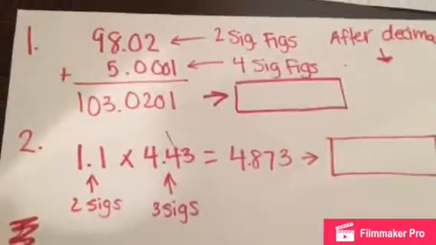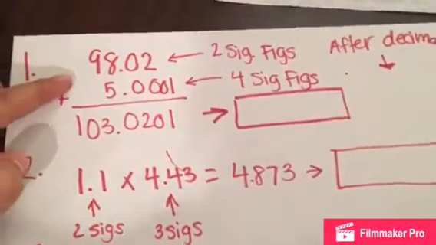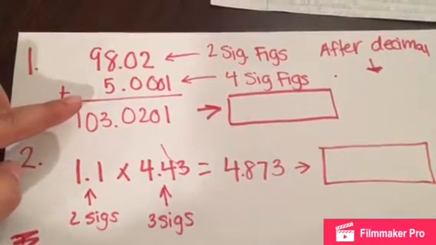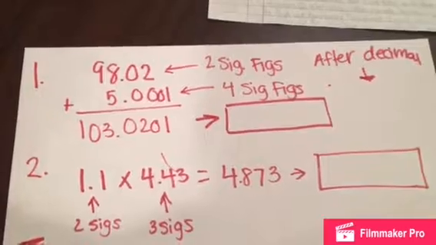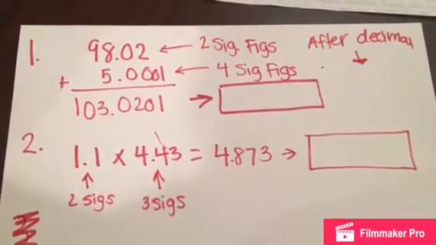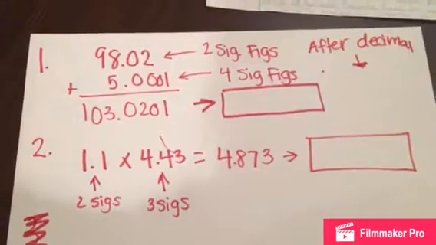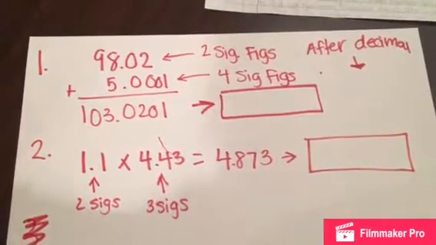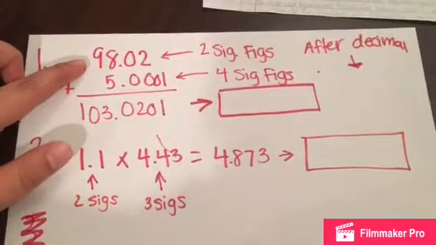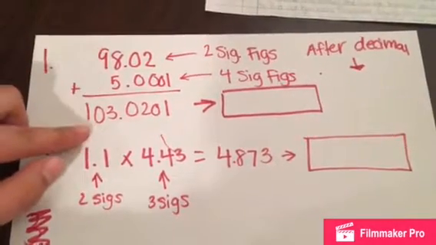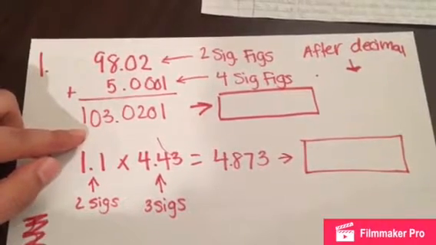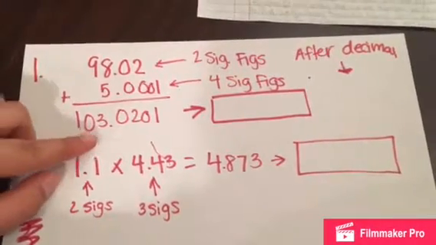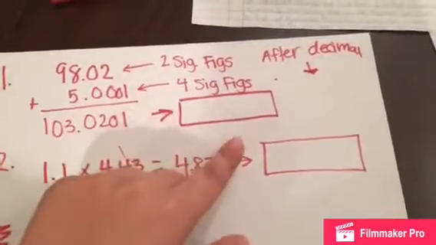So now I'm going to give you a couple questions to see if you understand anything I taught you and for some additional practice. So here we go. Now the first problem is 98.02 plus 5.0001. So when you're adding, the rule is you always have to see which number has the least amount of sig figs after the decimal. And after the decimal, the smallest amount of sig figs is 98.02. So what that means is that 103 has to have 2 sig figs after the decimal. So the answer would be 103.02. That would be right here.